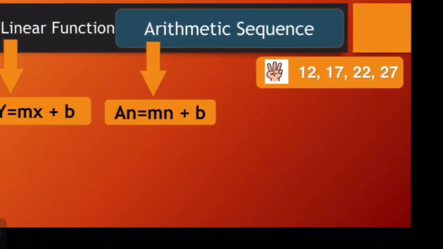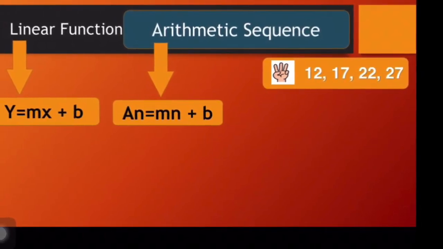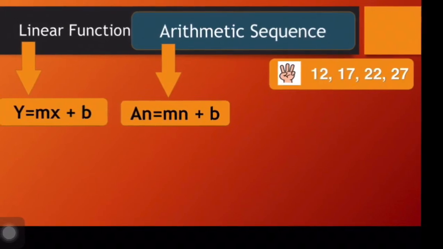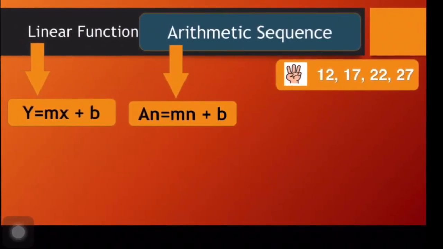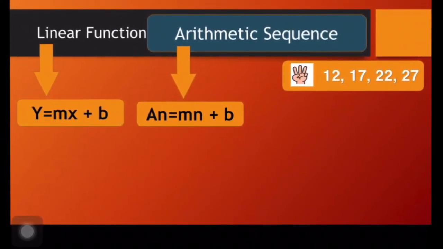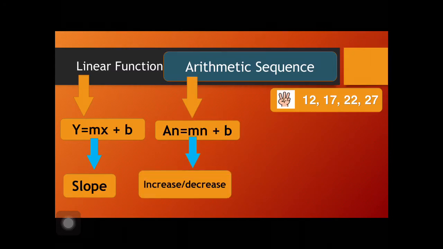The general formula for linear function is y equals mx plus b, while in arithmetic sequence, instead of y, we denote that as a sub n. Instead of mx, we denote that as mn, while b is unchanged. In linear function, m is a slope, while in arithmetic sequence, m is the increase or decrease of each term in the sequence.